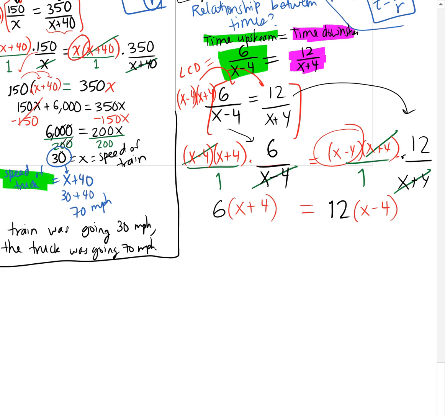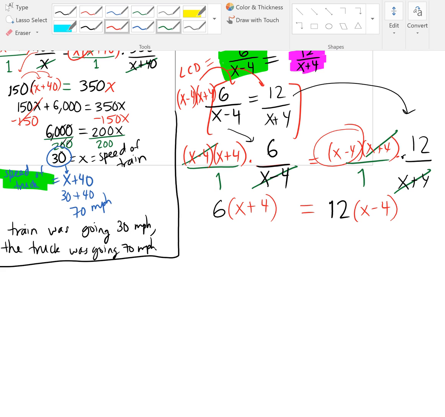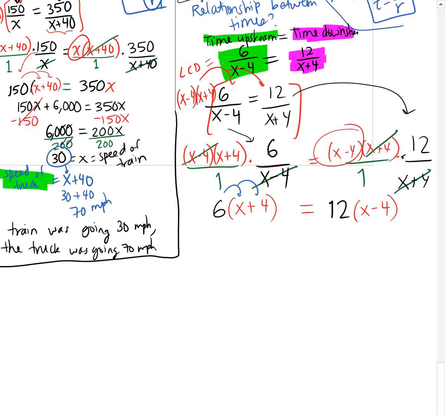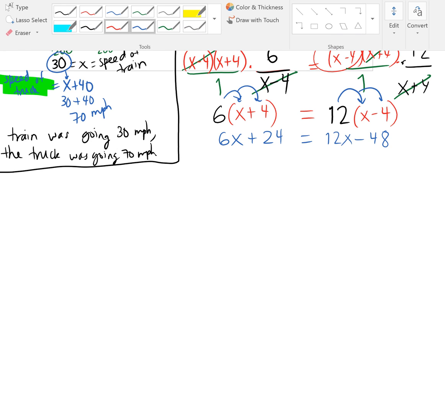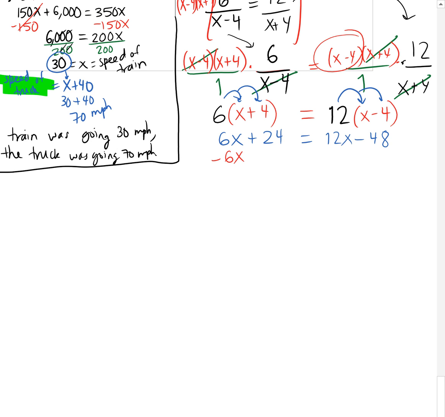I still can't believe how simple this is now. Now I just have to distribute that 6 in here, and then distribute this 12 in here. So we get 6 times x, 6 times 4, and then 12 times x, and 12 times negative 4. Now I realize I don't have to factor this. This is nice. I just have to isolate x here. So I'm going to move the 6x over to the right.